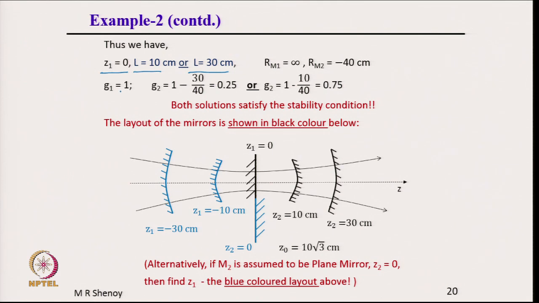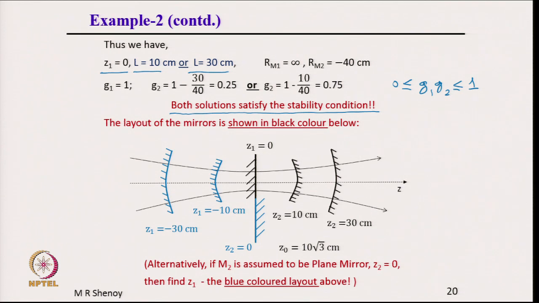Calculate G1. G1 is 1 because of the plane mirror, and G2 is 1 minus 30 by 40, that is 1 plus L by R. R is minus 40, therefore 1 minus 30 by 40 is 0.25. Or G2 is 1 minus 10 by 40; if we take L as 10 centimeter, then it is 0.75. Both solutions satisfy the stability condition, because 1 into 0.25 is less than 1, and 1 into 0.75 is also less than 1. So, both of them satisfy the condition 0 less than or equal to G1 G2 less than or equal to 1.